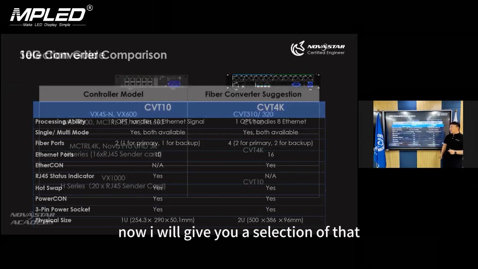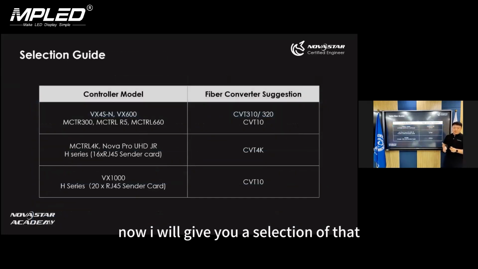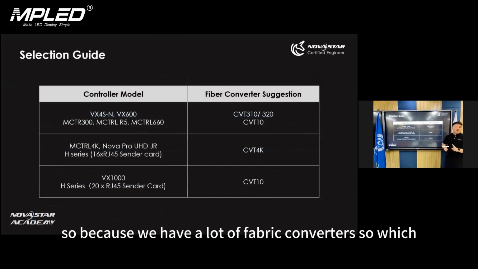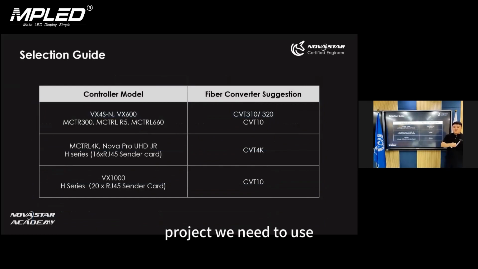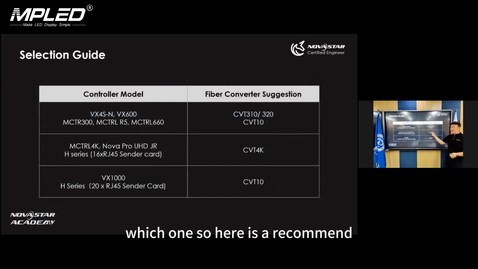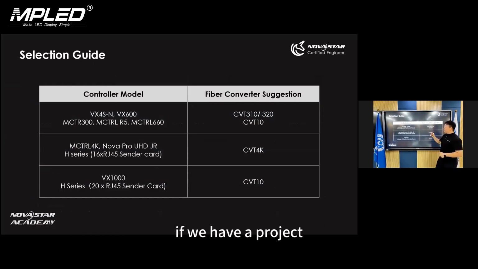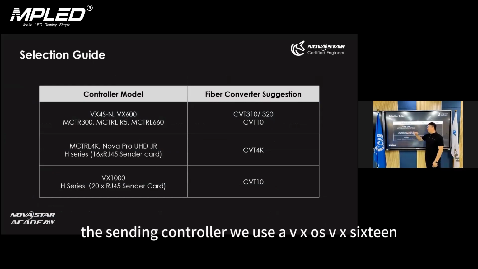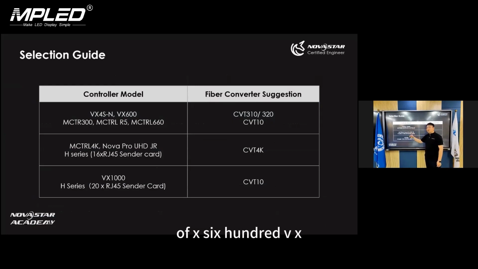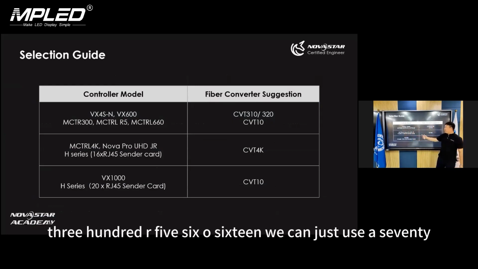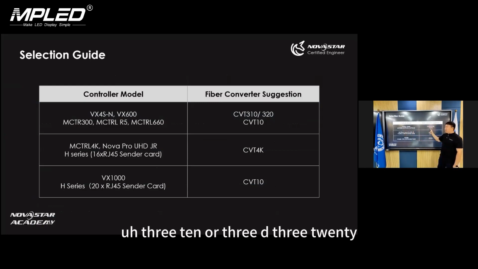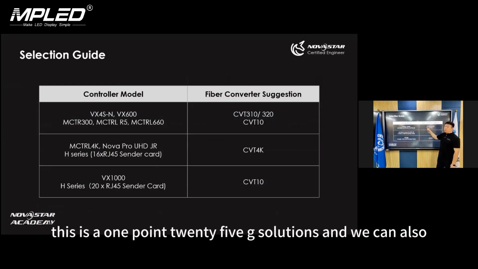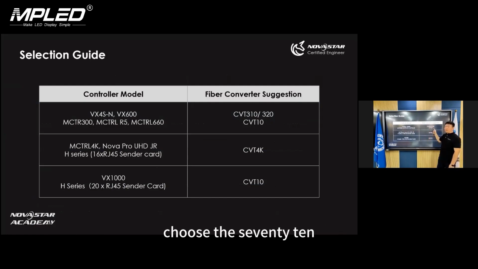Okay, now I will give you a selection guide. Because we have a lot of fiber converters, for which project do we need to use which one? So here is a recommendation. If we have a project where the sending controller is VX4S, VX16, VX600, VX300, or R5, 660, we can just use a CVT310 or CVT320. This is a 1.25G solution. And we can also choose the CVT10. These are 10G fiber solutions.